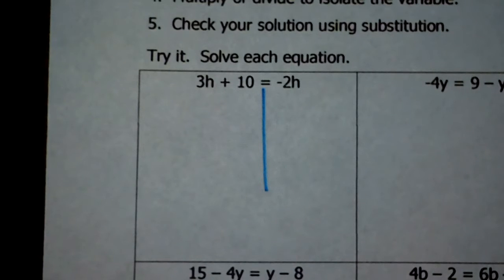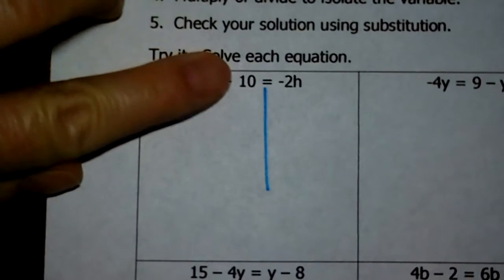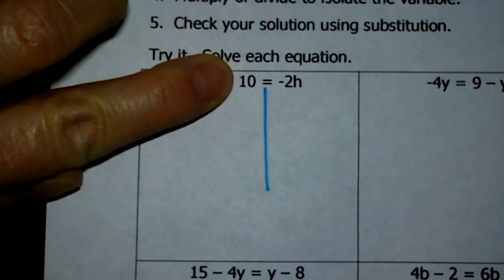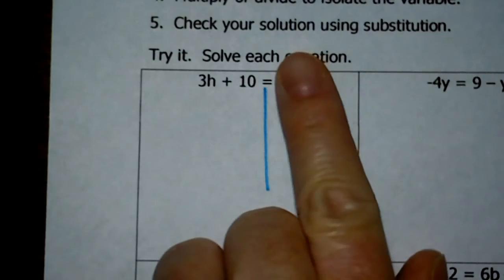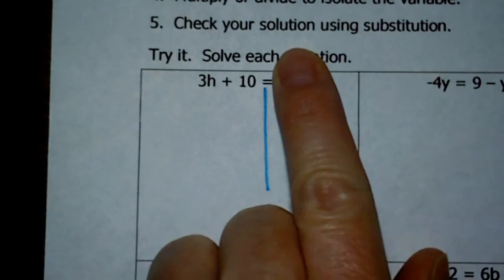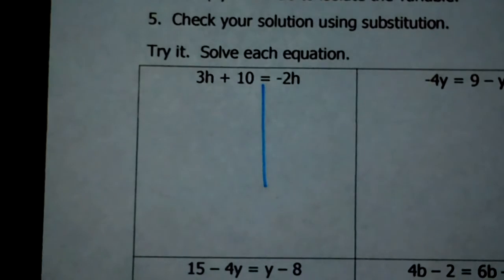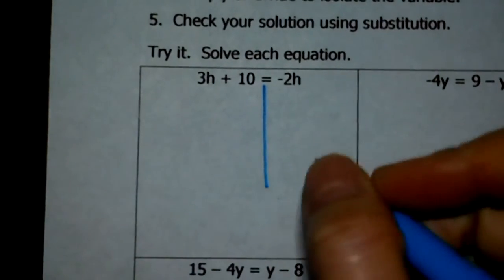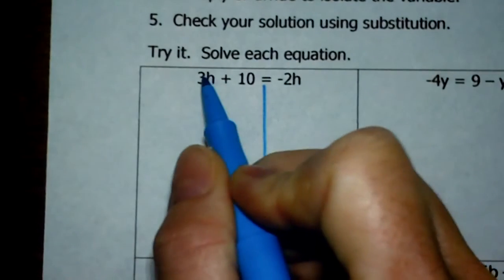Now, our step number 2 says add the opposite of one of the variable terms. So I want you to think about which one you'd like to cancel out. If you cancel out this 3h, it looks like we're going to end up with a 1-step equation. And if you cancel out the negative 2h, it looks like we're going to end up with a 2-step. I don't know about you, but I'd rather do a 1-step. I'm kind of clumsy. So we're going to get rid of this 3h.